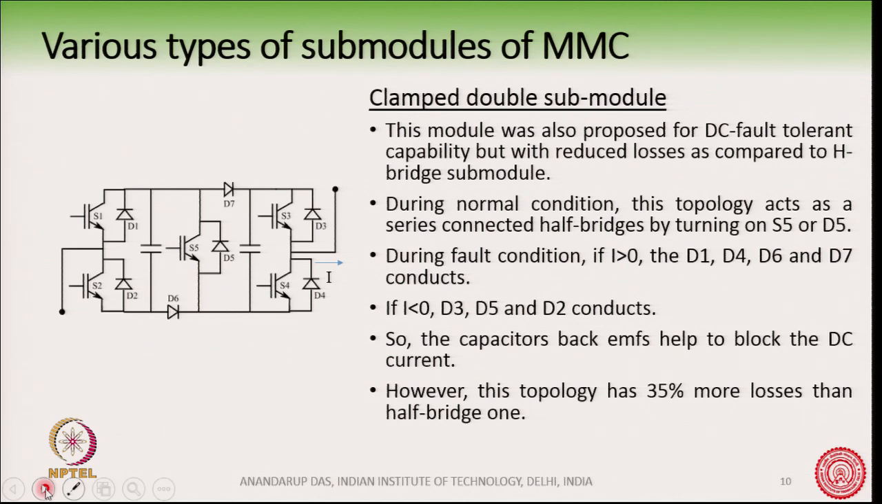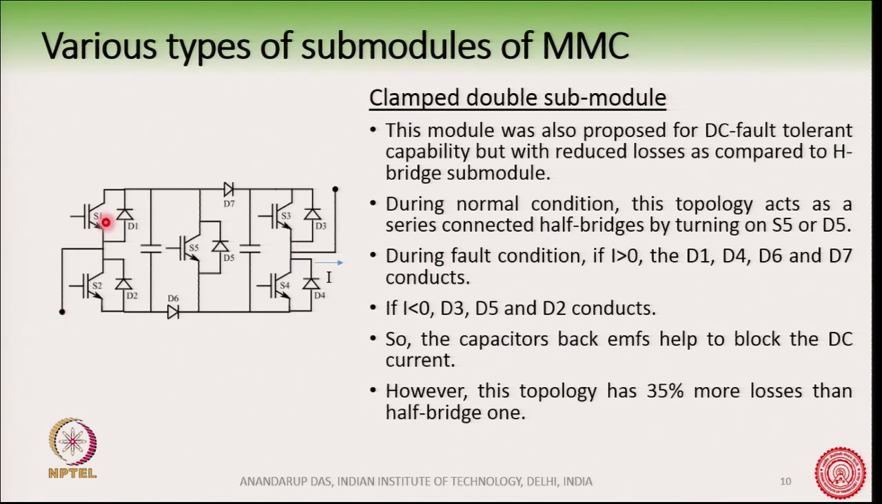This is the clamped double submodule. This topology was proposed for DC fault tolerant capacity, but it has a reduced loss as compared to the full bridge. So, how does it operate? Basically, you can see here there are two half bridges, and these two half bridges work in series. By turning on this S5 or D5, when this switch is fully turned on here, they are working in series with each other.